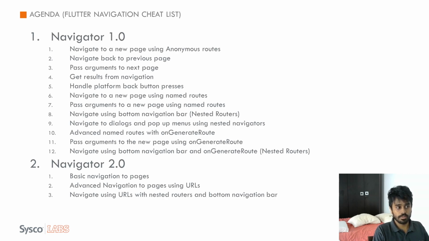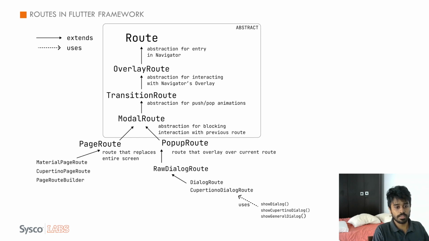And before the second topic, let's see what class we have used. So I showed you we have to push a route object, right? But we used material page route here. The material page route is again a type of route. So you can see here, and you have basically two main types: a page route and a pop-up route. So page route will always replace the entire screen, but the pop-up route will always overlay over current route.